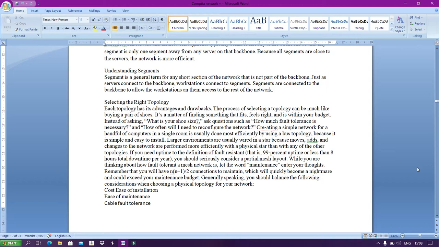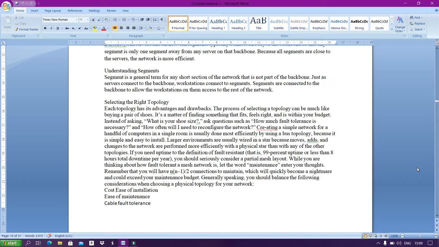If you need uptime to the definition of fault tolerance, that is 99% uptime or less than 8 hours of total downtime per year, you should seriously consider a partial mesh network. While you are thinking about how fault tolerant a mesh network is, let the word maintenance enter your thoughts. Remember that you will have n(n-1)/2 connections to maintain, which will quickly become a nightmare and could exceed your maintenance budget.